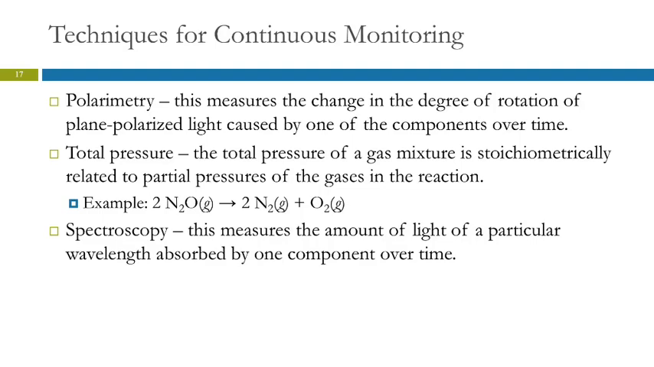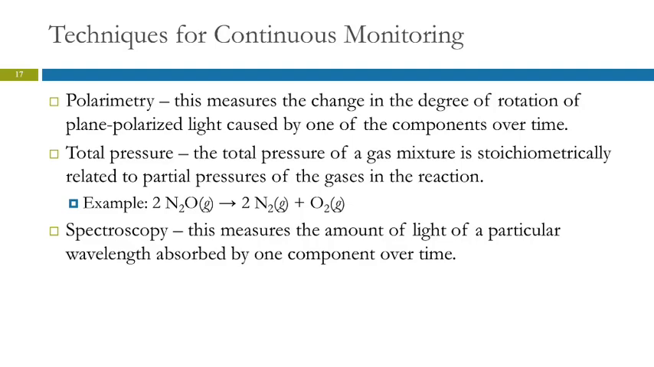Polarimetry. This is a technique that measures the change in the degree of rotation of plane polarized light caused by one of the components over time. Some compounds are optically active, meaning that if you pass polarized light through them, they will cause the light to turn. The angle will be different, and that can be measured. Sugars do that. A lot of biological components are optically active. So that's one way that it can be measured.